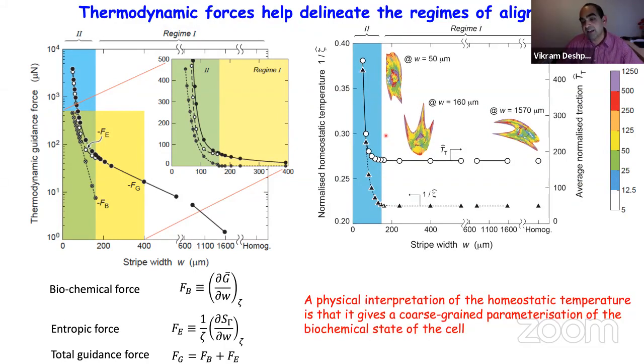And similarly, if I look at this so-called temperature, which I had no physical feel for until now, it's showing that the temperature remains constant in regime 1, but it increases dramatically in regime 2. Now, remember, in regime 1, we had said that the cell biochemistry remains unchanged, irrespective of the stripe width. So in some ways, I like to think of this temperature as giving some kind of coarse-grained parameterization of the biochemical state of the cell, really. So that's basically what regimes 1 and 2 mean.